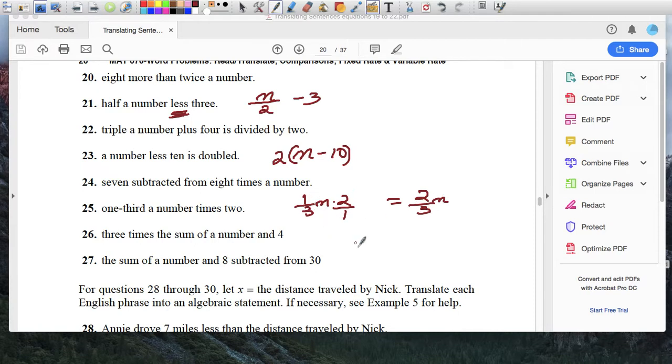27, the sum of a number and 8 subtracted from 30. So the sum of a number and 8. I've got to add 2 things, a number and 8. So this is one thing. And then subtract it. The sum of a number and 8 subtracted from 30. Now I've got to put this in parentheses because we're adding those two. And because the word is subtracted from, we have to switch the order. So that's going to become 30 minus parentheses n plus 8. So that's literally the expression.